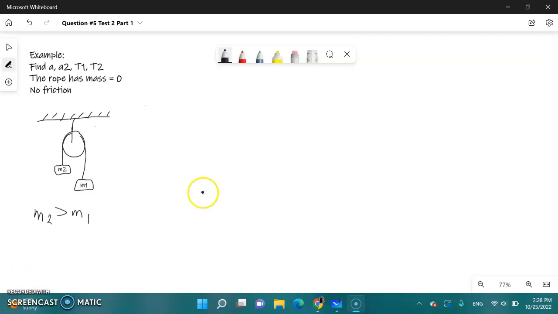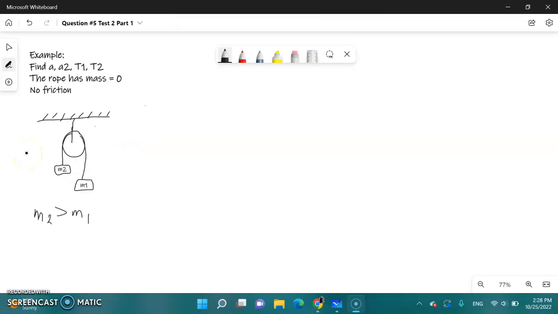Okay, for this problem, we're being presented with two masses, M1 and M2, and they're being held together by the same rope on a pulley system. The rope has a mass of 0 and there's no friction. So we're being asked to find the acceleration of the first mass and the acceleration of the second mass, and then the tension for mass 1 and mass 2.